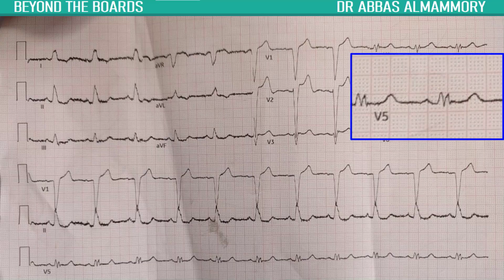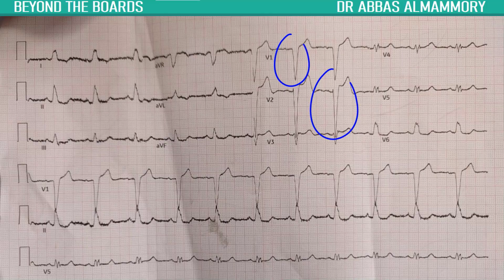in lead V5. In leads V1 and V2, there is a big S wave, which is also consistent with a left bundle branch block. Now, usually there is a notch here, which makes it look like a W. It's not seen here, but you don't need it to diagnose left bundle branch blocks.